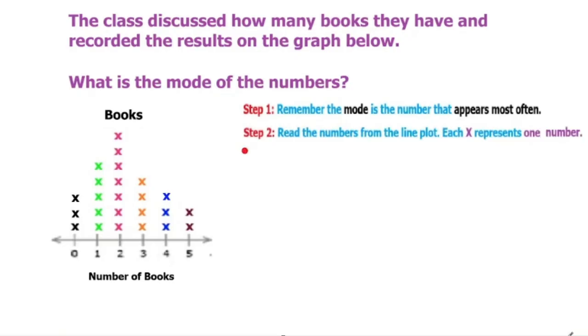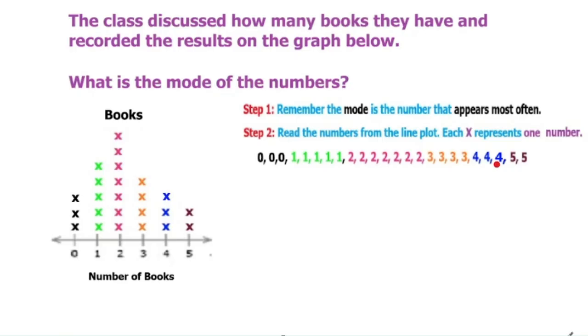So, the second step is read the numbers from the line plot. Each X represents one number. So, each X represents this person has 0 books, right? This person has 0 books. This person has 0 books. This person has 1. This person has 1. This person has 1, and so on. So we record them all here. Okay, we read them off this chart and we record them here.